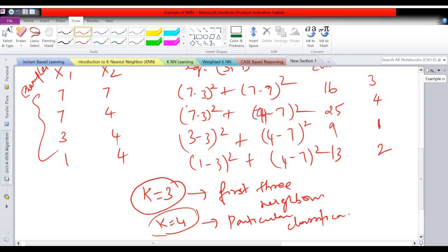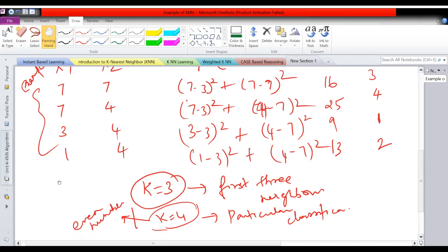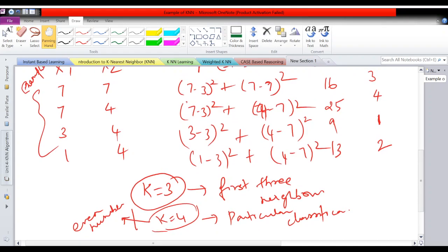So this is the reason that we don't go for even numbers. So k cannot be an even number. Okay, so k equal to 3. So when you take k equal to 3, I am going to consider only these three cases. So how many instances will be classified when I consider 3? This and this and this will be selected. Okay, this will be selected, and this will be omitted. We are not going to consider it.